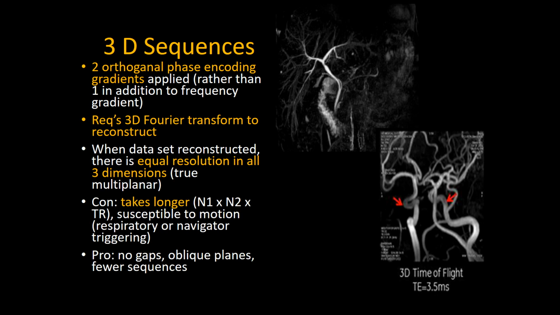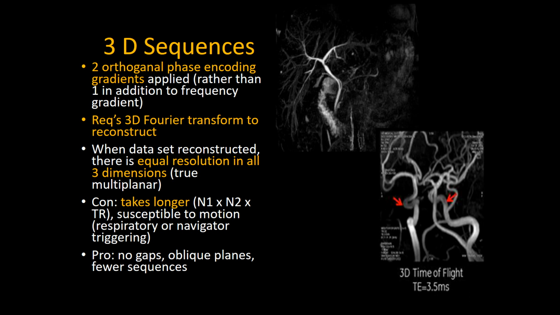When the data is reconstructed, this sequence is very useful because it's equal resolution in all dimensions. So it's truly multiplanar. If you have a 3D sequence and you're looking at it in the axial plane, you can reconstruct it in the sagittal and coronal planes without losing any resolution. That's very useful to get one sequence and be able to get 3 planes out of it.